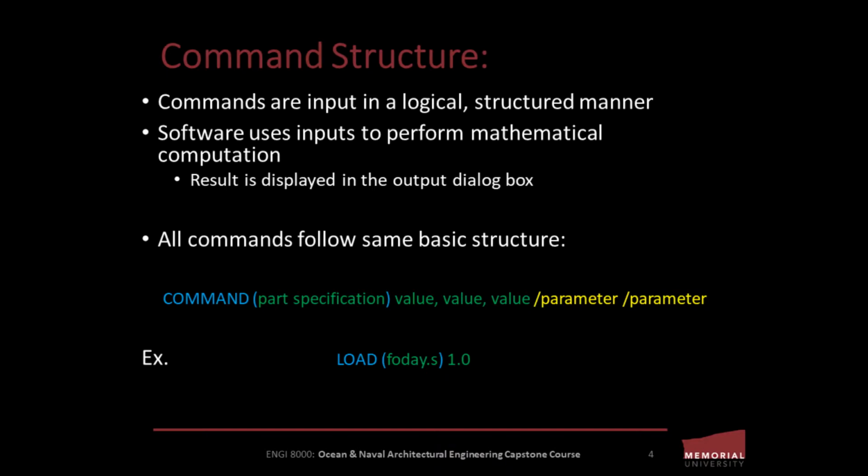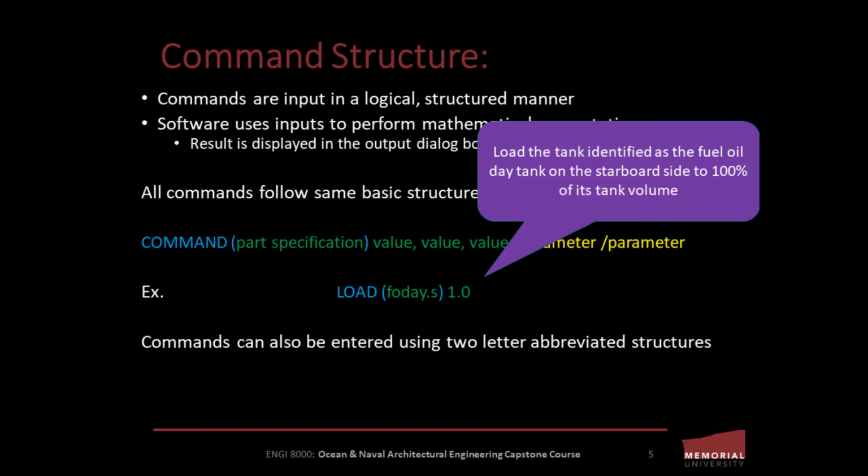The load command instructs GHS to load the part identified within the parentheses. In this case, we're loading a tank we've named in the model as FOday, which is simply an abbreviation for the fuel oil day tank. Lastly, we specify a value for the action, in this case 1.0 or 100% of the possible value. In summary, this command, load(FOday) 1.0, tells GHS to take the part identified in our model as the FOday tank and load it to 100% of its capacity.